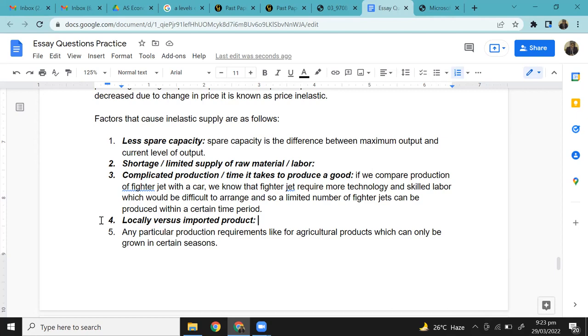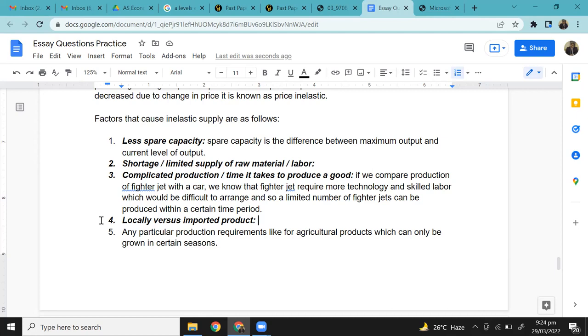Similarly, if you have placed an order for an imported good, you can't really go back on that. Are you getting me? Because you can't say, we don't need this product right now, you can take it back. You have already made the payment, you have committed to that transaction.